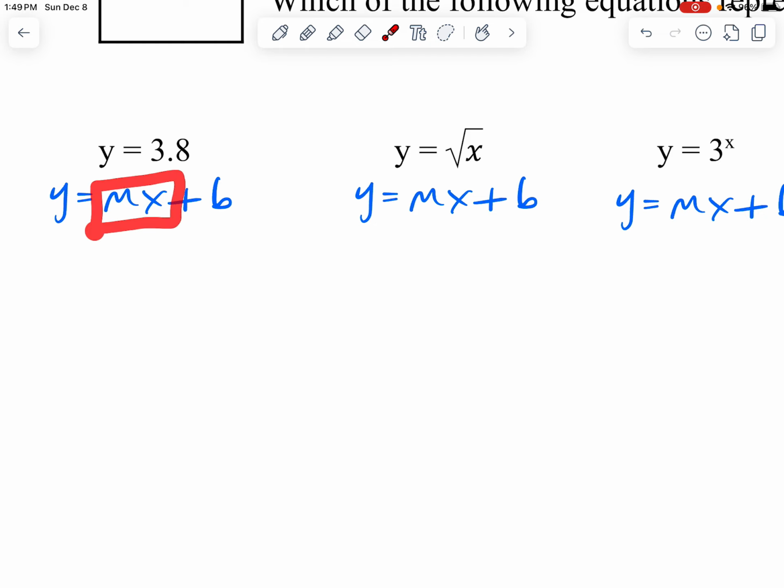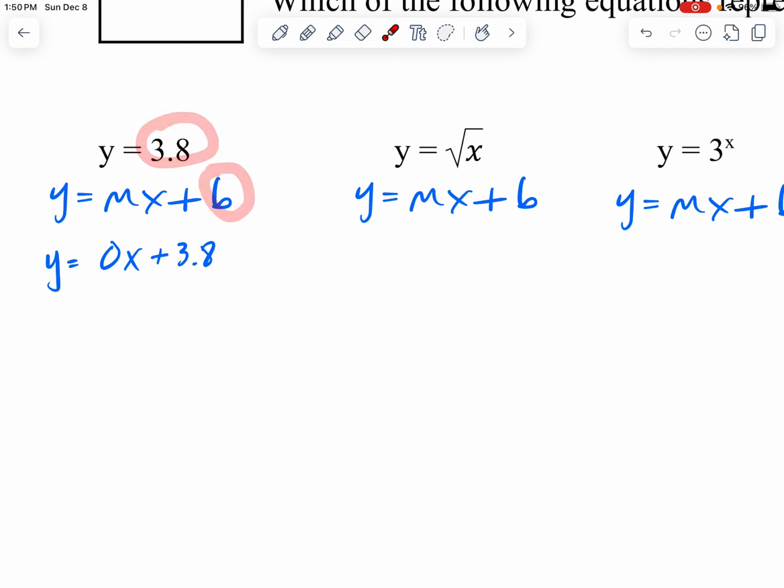We're missing this part, right? There is no x at all. There's no number being multiplied by x. But if we think about that, if this number was 0, then 0 times anything is 0. That would just go away. So really, if we want to talk about how we can write this in this form, it would look like this: 0x plus 3.8. So in this case, the 3.8 would be that b value that we're talking about. So yes, this is a linear function.